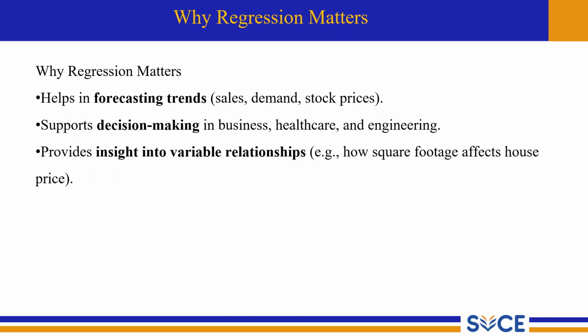Finally, regression provides valuable insight into how variables are related. For instance, in real estate, regression can show how factors like square footage, location, or number of rooms influence a house price. Understanding these relationships helps the experts to make better judgment and uncover what truly impacts outcomes. So overall, regression matters because it helps us to predict the future, make informed decisions, and understand the factors that shape our results.